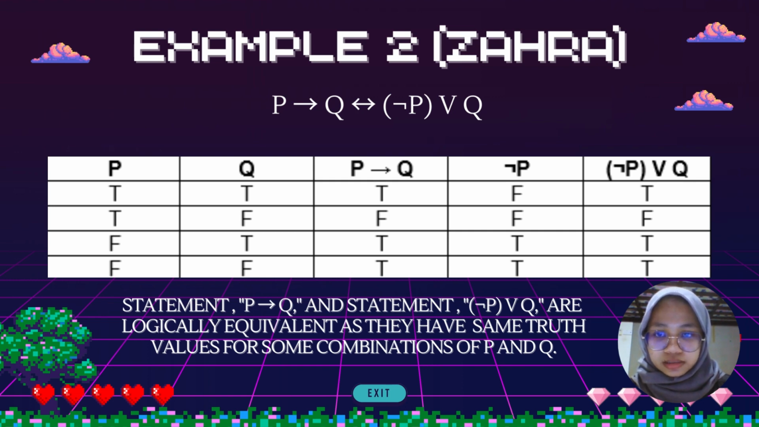So we can see here the truth table. P is true, true, false, false. Q, true, false, true, false. P implies Q, true, false, true, true. Not P, false, false, true, true. And not P or Q, true, false, true, true. So as you can see, the column not P or Q and P implies Q have the same truth value. So we can say that P implies Q and the statement not P or Q are logically equivalent as they have the same truth value for all combinations of P and Q.